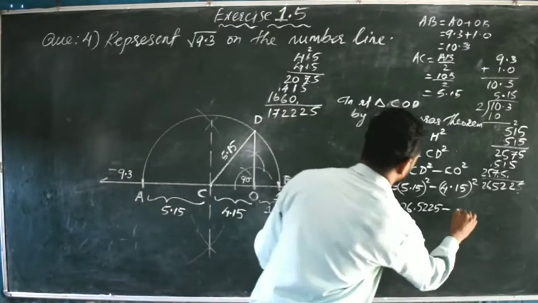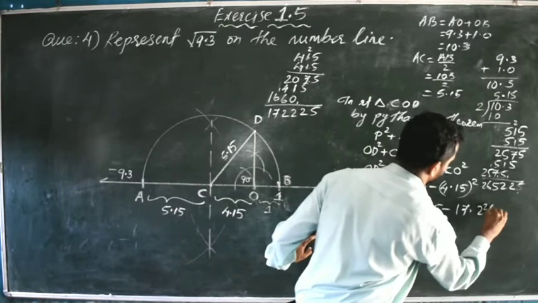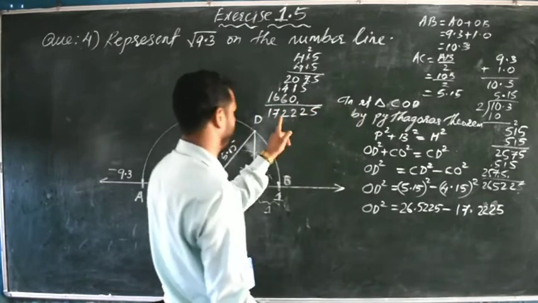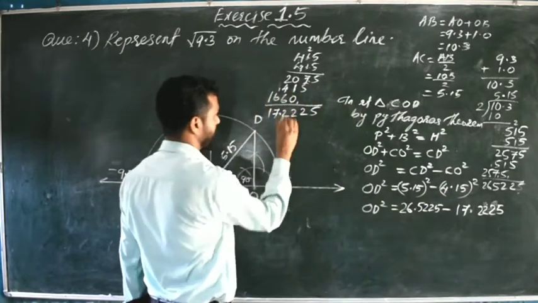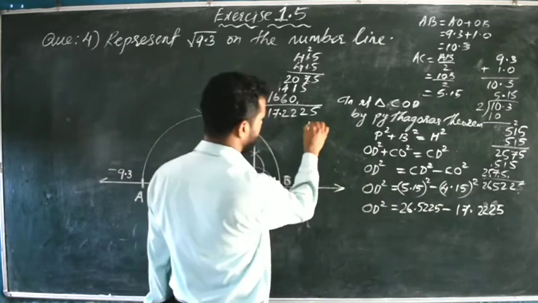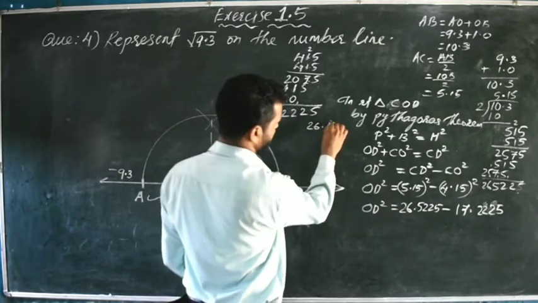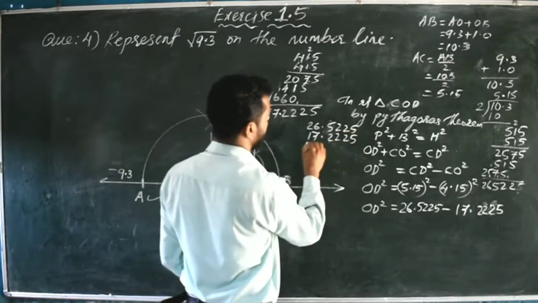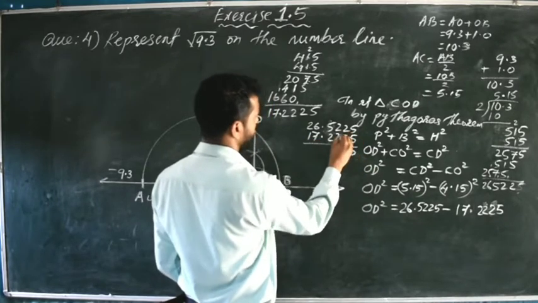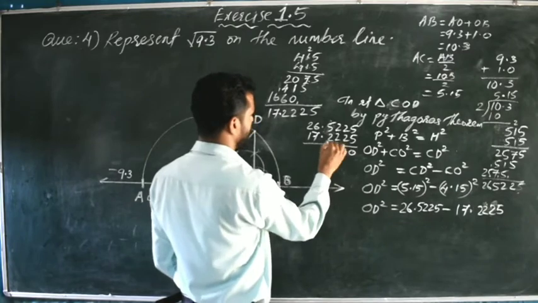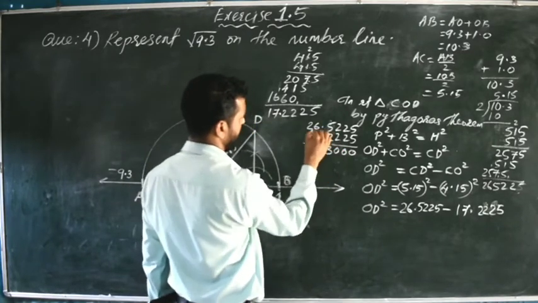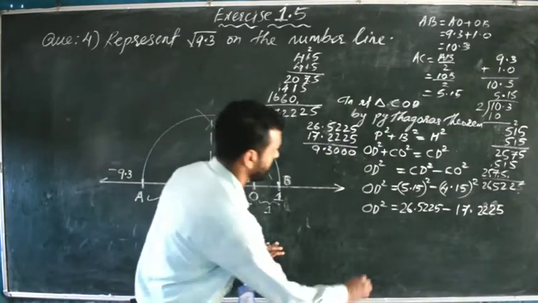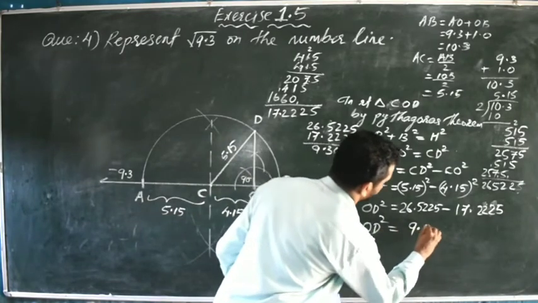That is 17.2225, because 4 decimal points it will come. Now subtract it. 26.5225 minus 17.2225. 5 minus 5 is 0, 2 minus 2 is 0, 2 minus 2 is 0, 5 minus 2 is 3, 16 minus 7 is 9, then 1 minus 1 is 0. 9.3000. After the decimal point, the last zeros we will not take. So what is the answer? OD square is equal to 9.3.